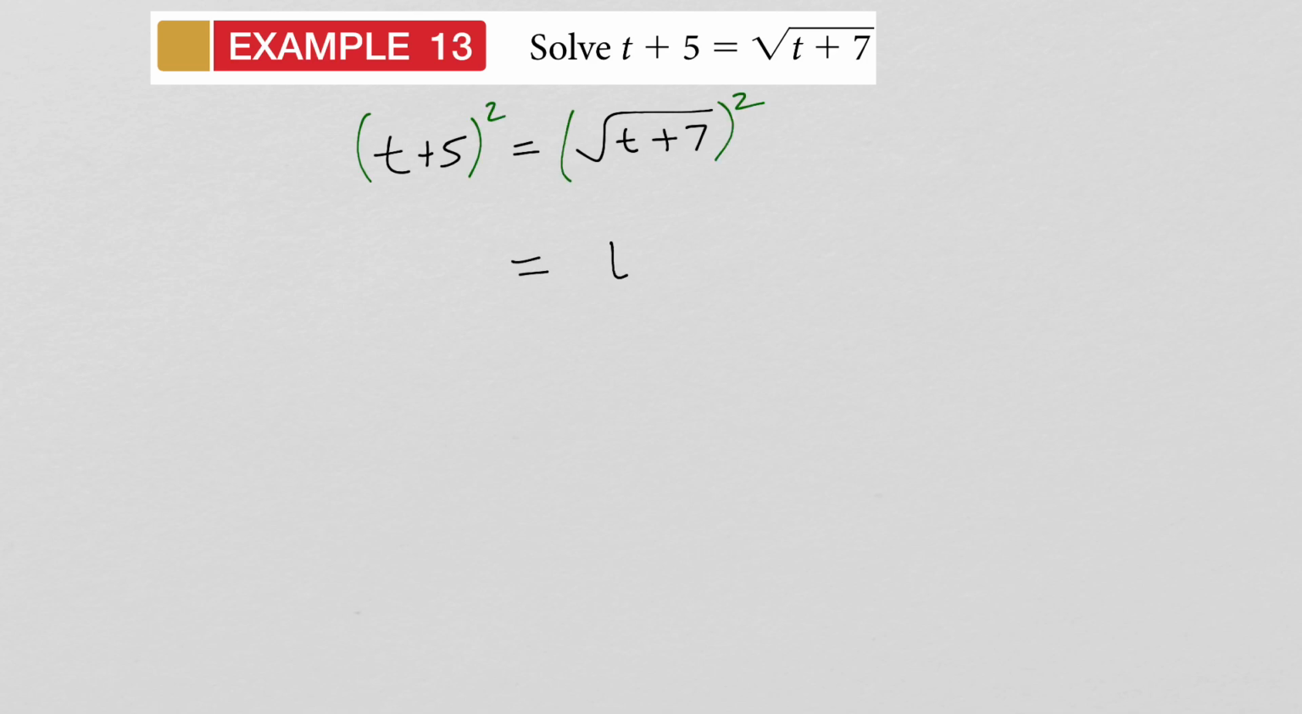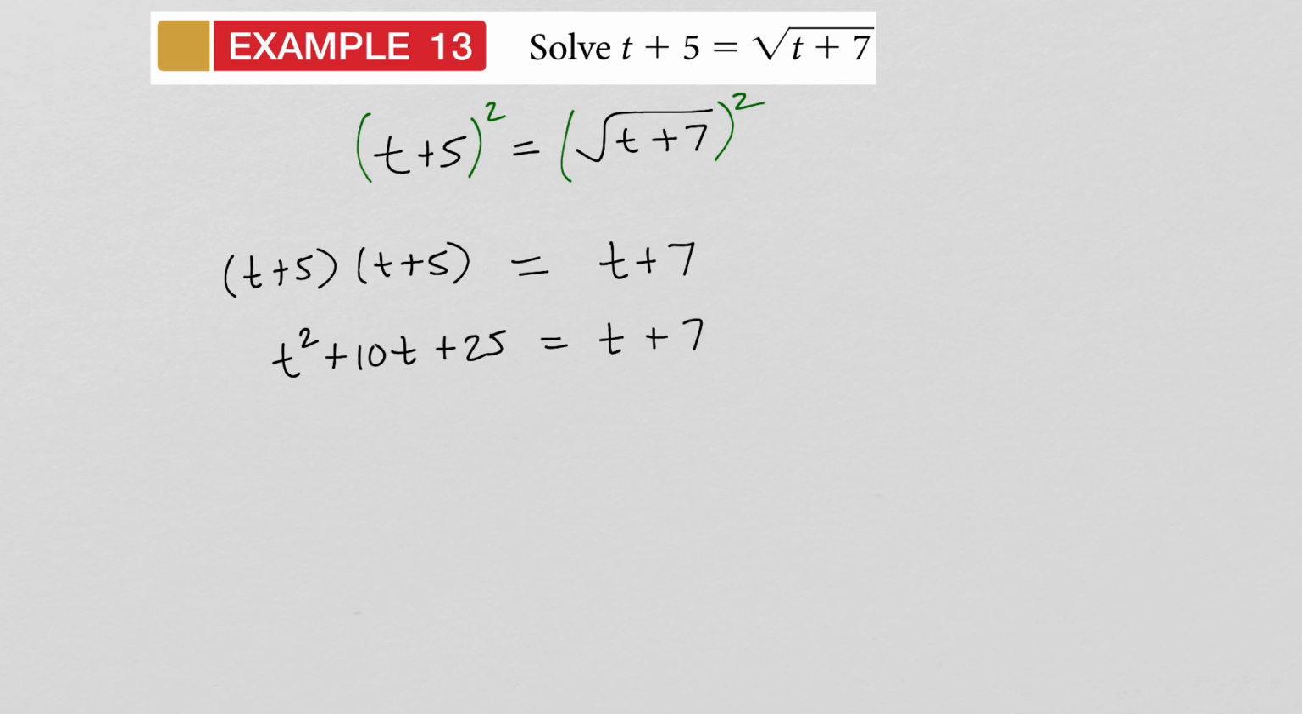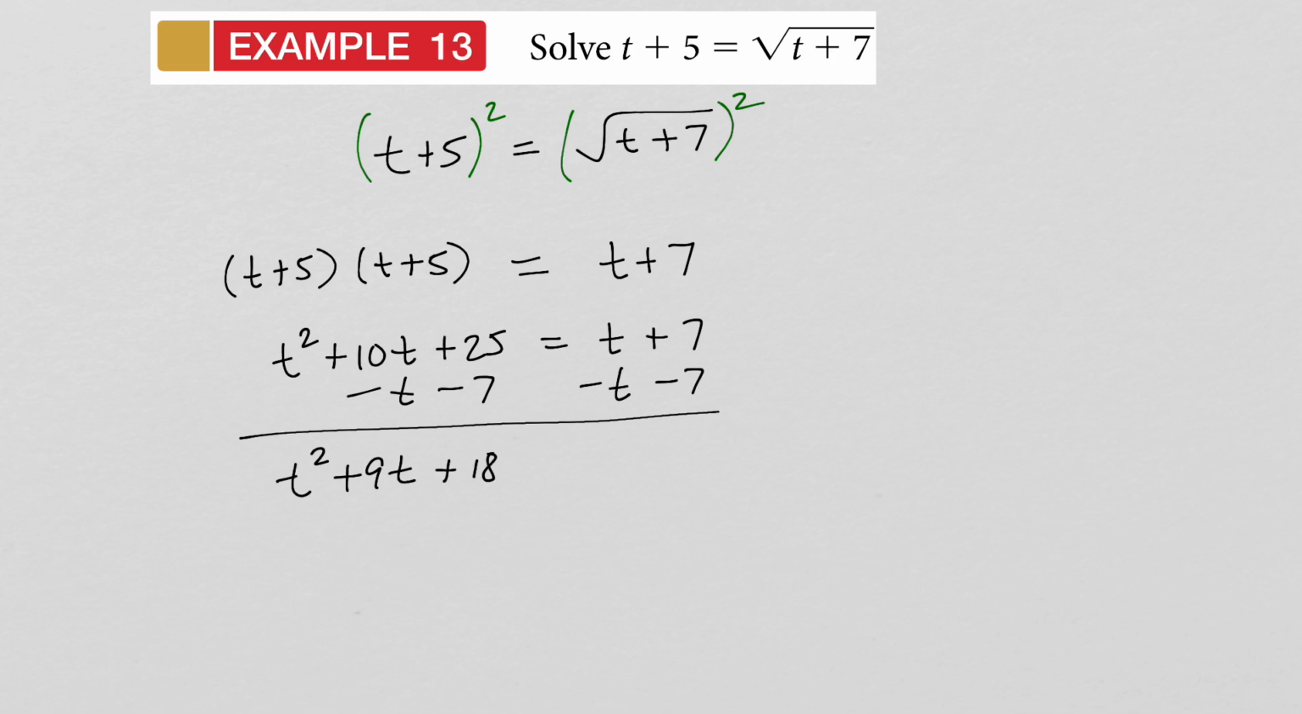And on the right-hand side, we do indeed just get t plus 7. But on the left-hand side, we get t plus 5 times t plus 5. And if you multiply that out, that's t squared plus 10t plus 25. Okay, so now we have a quadratic equation. And to solve this, we need to set it equal to 0. And that's going to give us t squared plus 9t plus 18 is equal to 0.